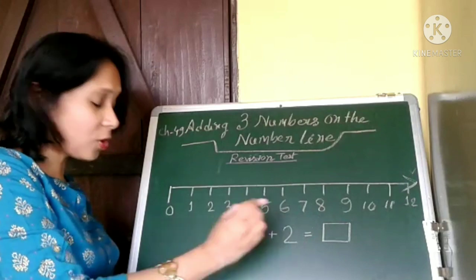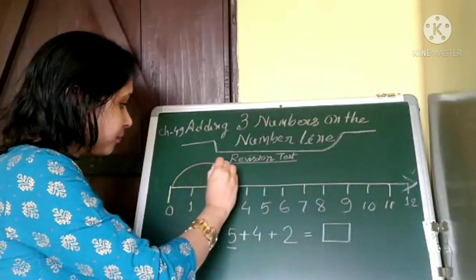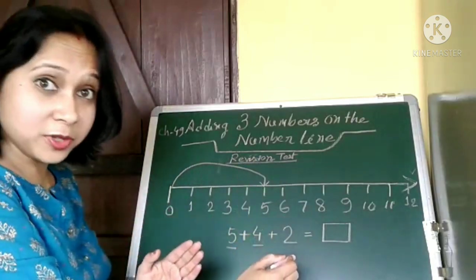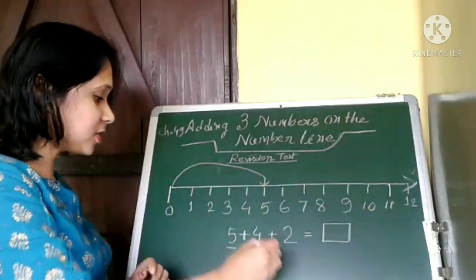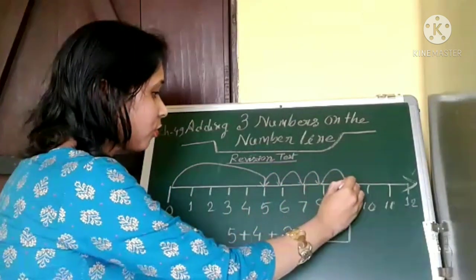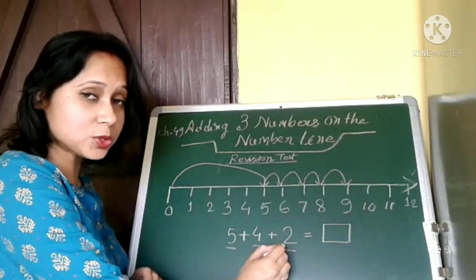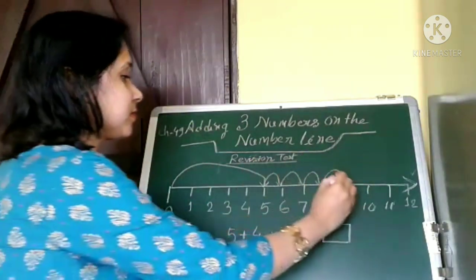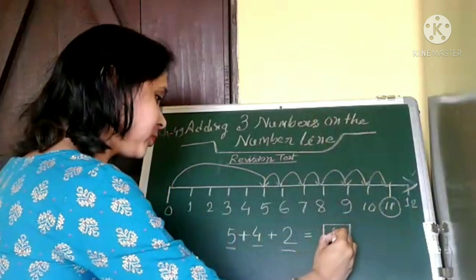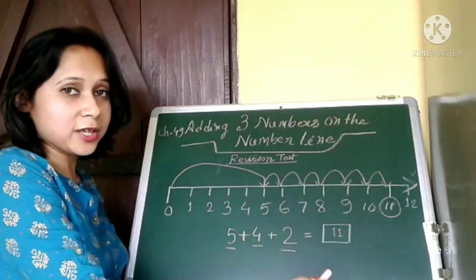First number 5. So you will make a big jump from 0 to 5. Then you will hop. How many times? 4 times, because your next number is 4. 1, 2, 3, 4. Then you will hop 2 times, because your next number is 2. 1, 2. Then finally stop here. What is the number? Number 11. So 5 plus 4 plus 2, answer 11.